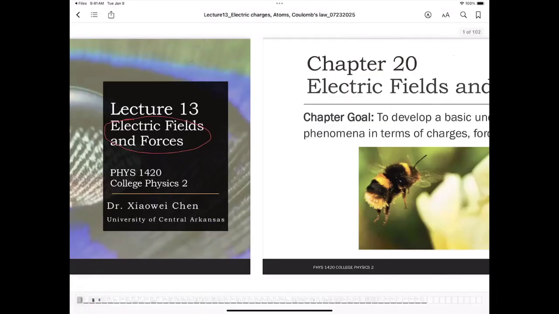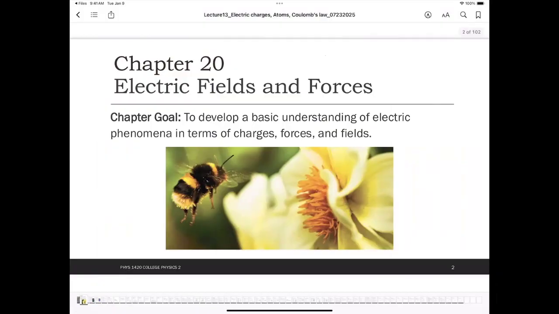This chapter's goal is to develop a basic understanding of electric phenomena in terms of charges, forces, and fields. We will learn what charges are, what forces are, and what fields are, and how to use those three things to understand phenomena in the real world.